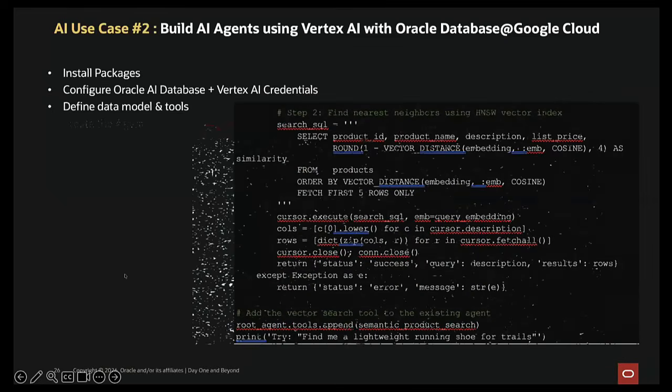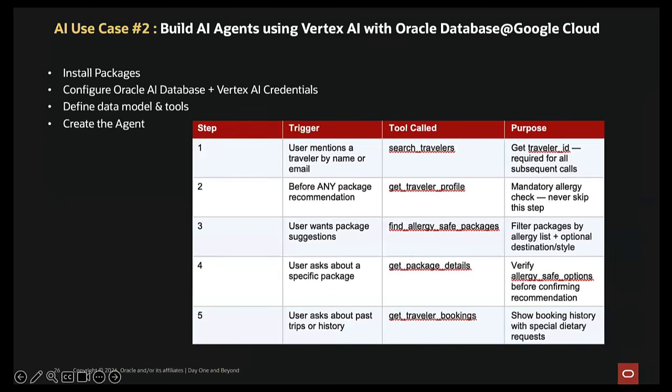And then next is to create the agent. This is where you define the agent's multi-step reasoning flow. And here you have five different tools that your agent can call based on the decision and the instructions that we will provide the Gemini model.